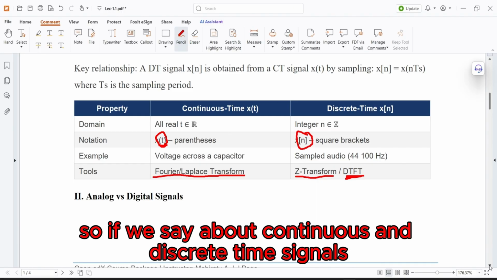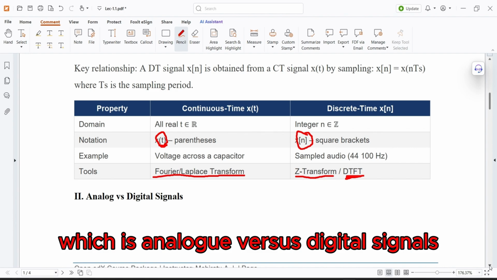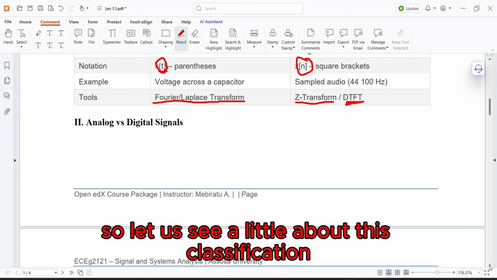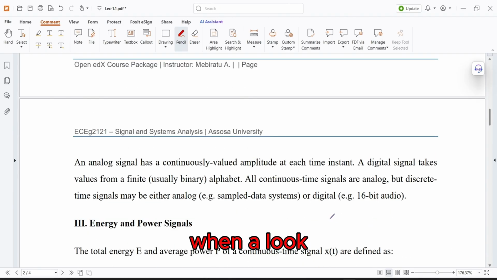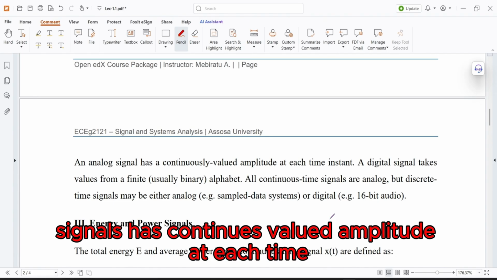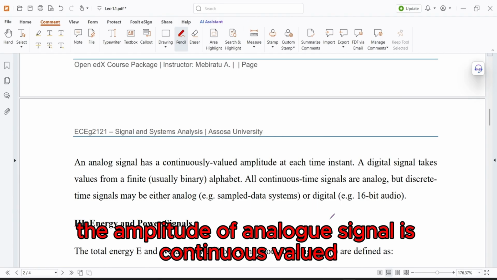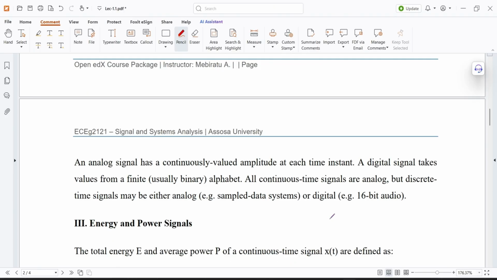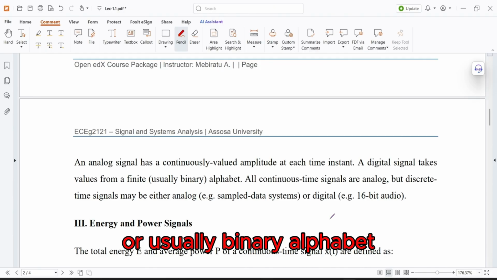So if we say this about continuous and discrete time signals, let us go to the second classification of signals, which is analog versus digital signals. So let us see a little about this classification. Analog signals have continuously valued amplitude at each time instant. So the amplitude of an analog signal is continuous valued. Digital signals take values from a finite or usually binary alphabet.